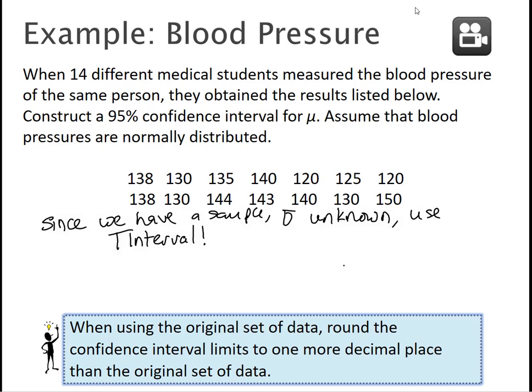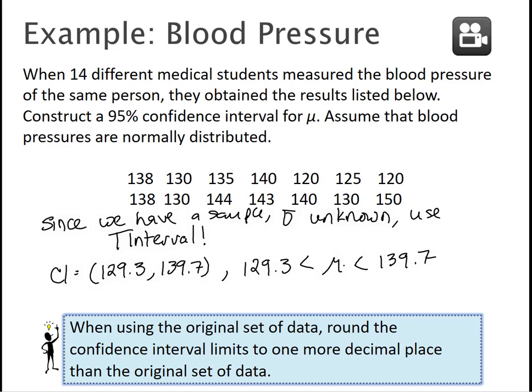All right? So my CI is 129.3 and 139.7. Okay? Again, right here I have written the interval notation with the parentheses like the calculator reads out. Pearson will sometimes use the inequality notation where you'll have your lower limit, so 129.3 less than your parameter. In this case, my parameter I'm working with is mu, and sometimes you will have to answer that, and then less than 139.7, which is the upper confidence limit. All right, and then once you have that, you're good to go.